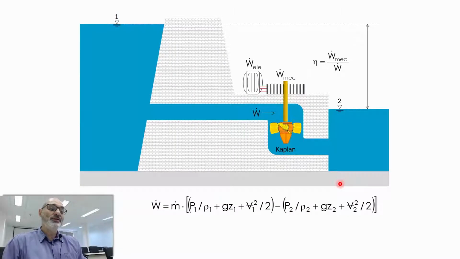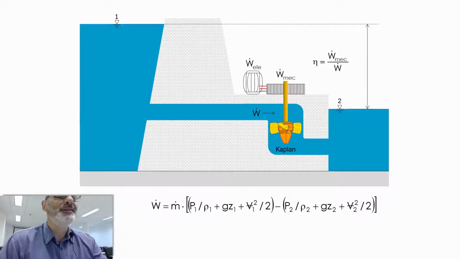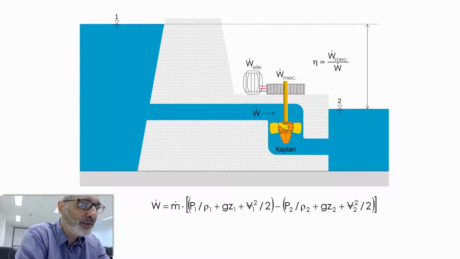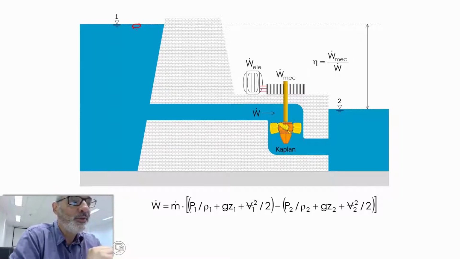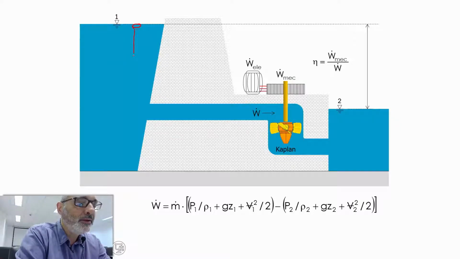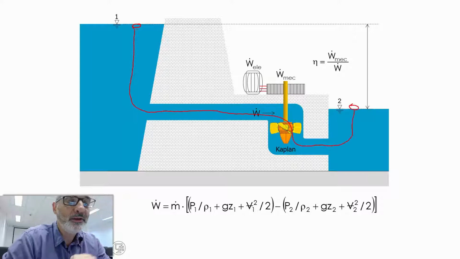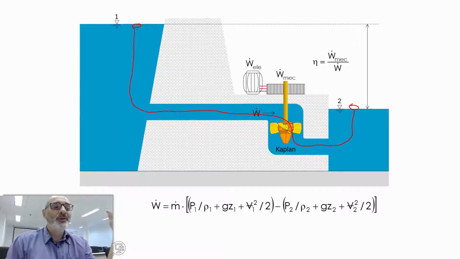So let's see the equations for this type of generation. You have a reservoir, so you have a difference in height from 1 to 2. Let me define a control volume here. Imagine a small tube starting here at 1 and going all the way through the turbine, ending up here in 2. That's my control volume.